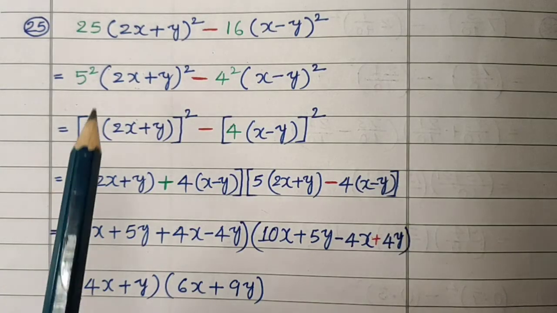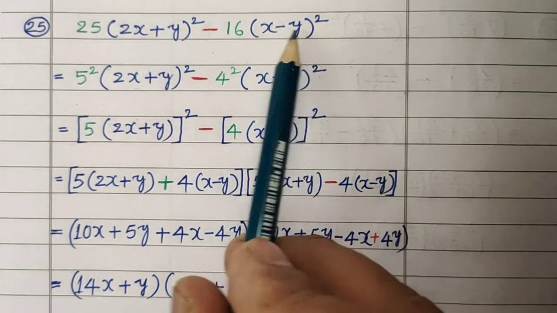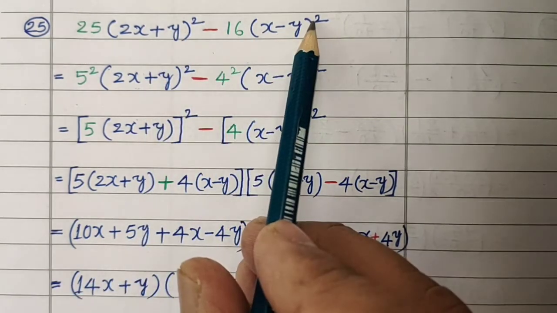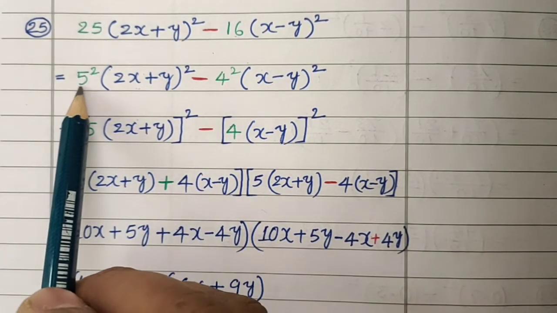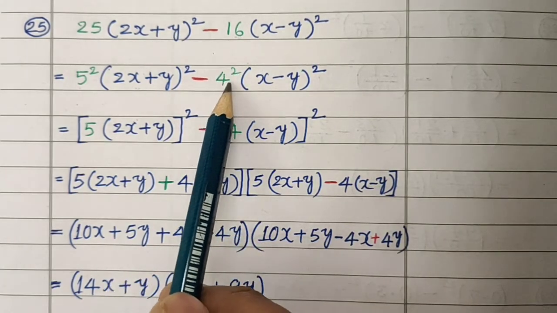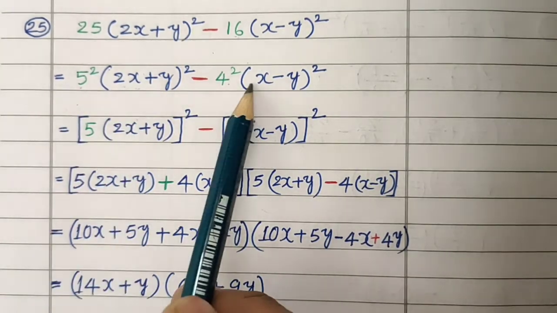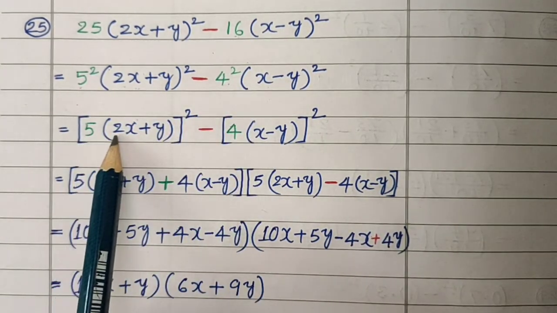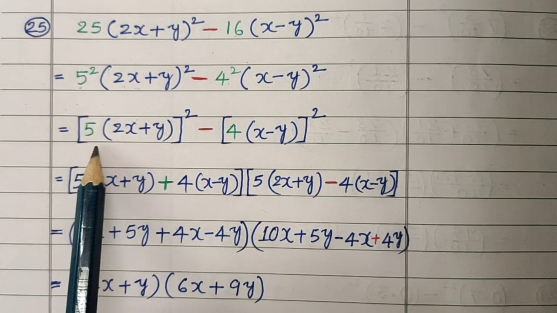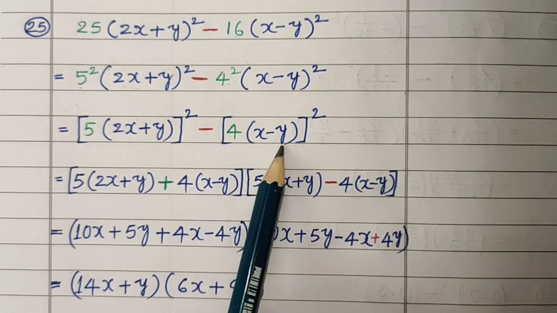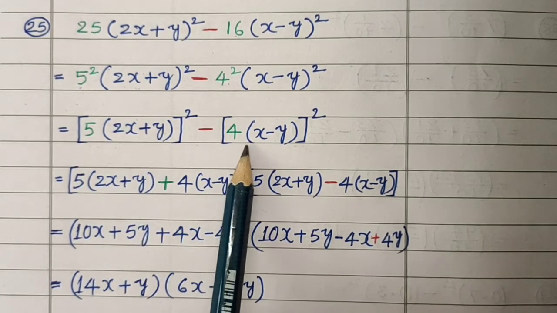Factorize 25 (2x plus y) whole square minus 16 (x minus y) whole square. These two are already in square form. We need to convert 25 and 16 into square form. 25 can be written as 5 square, 16 can be written as 4 square. Keep rest of the things as it is, then bring these two together and these two together, make whole square. 5 into (2x plus y) whole square minus 4 into (x minus y) whole square. Now this is in the form of a square minus b square, which is equal to (a plus b) into (a minus b). So in place of a we have 5 into (2x plus y), in place of b we have 4 into (x minus y).